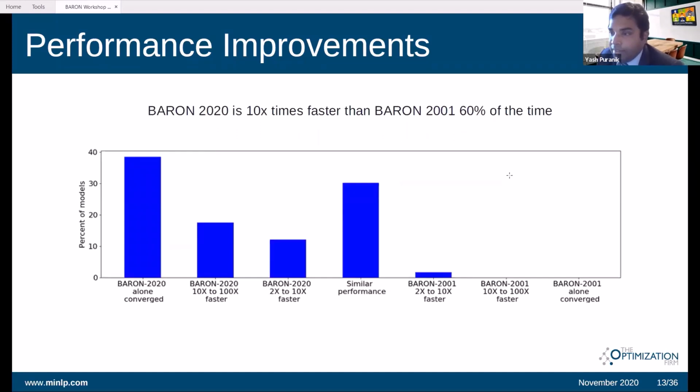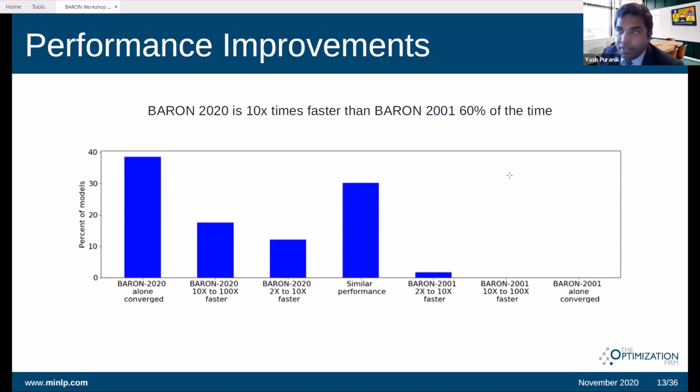But if we just compare 2020 across 2001, the version in 2001, we can see that Baron now is 10 times faster for at least 60% of the problems. And in fact, there are a large number of problems for which Baron in 2020 alone converges. And convergence is important in the sense that it gives you a definite proof of global optimality.